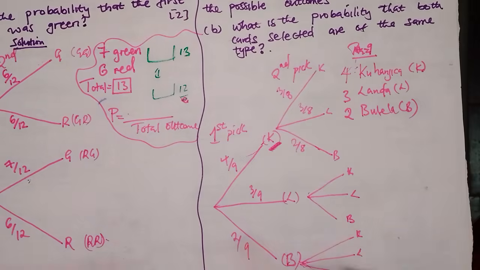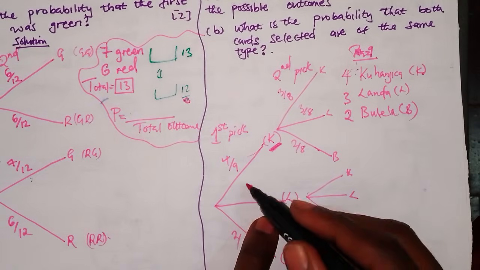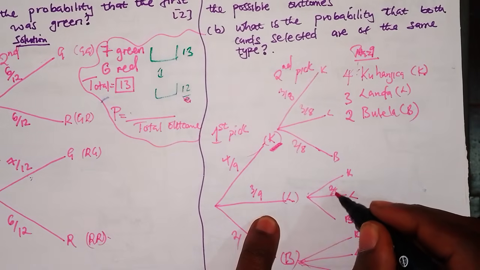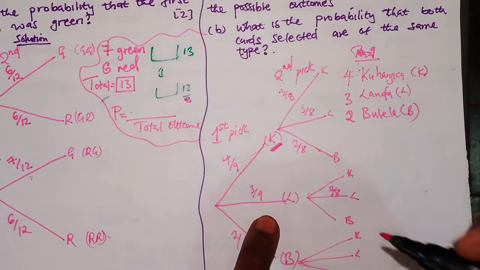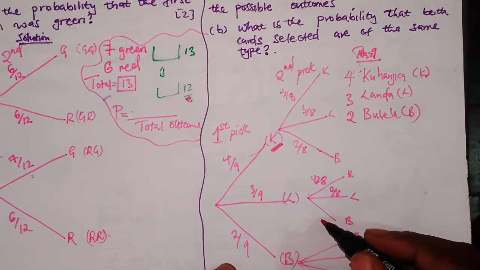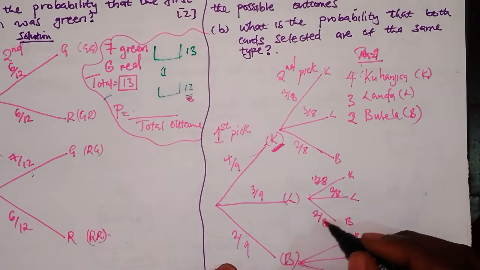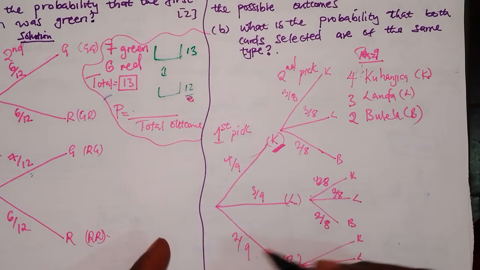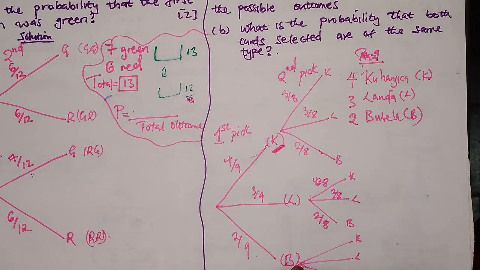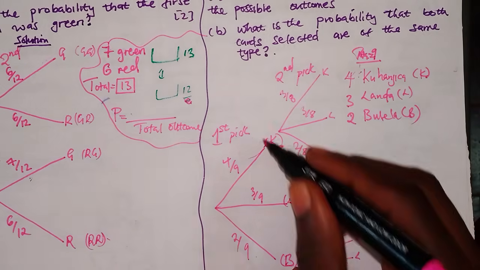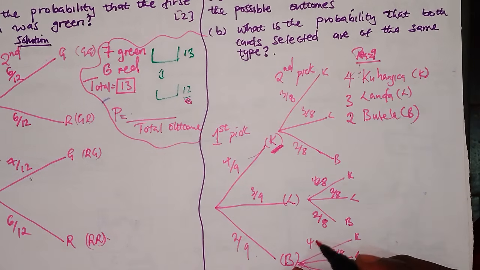Then you come to Landa. Landa is 3 out of 9. If I remove 1, I'll have 2 out of 8. Then the rest you pick up the way they are. We have 4 over 8. Here we have 2 over 8. Then you come to Bulela. Bulela, how many did we have first? 2 over 9. Here we have 1 over 8. This won't change. 3 over 8. This won't change. 4 over 8.